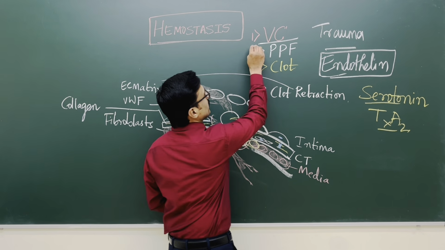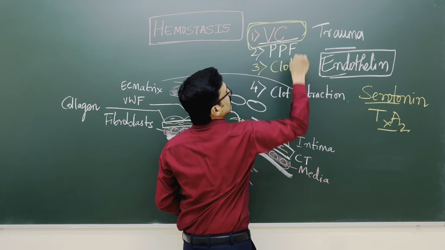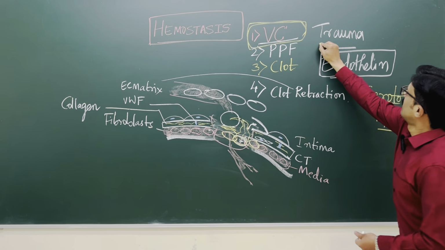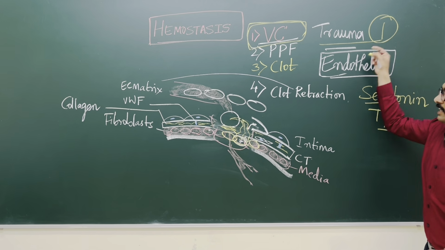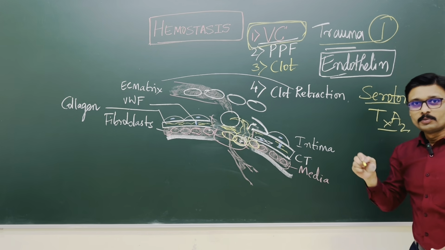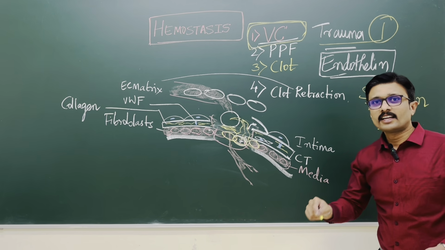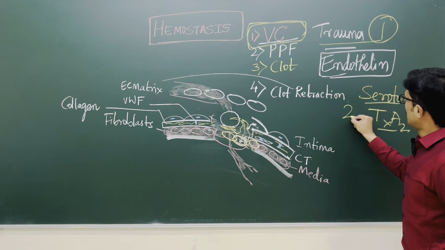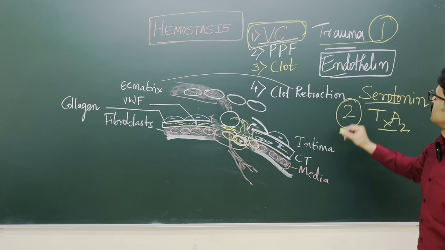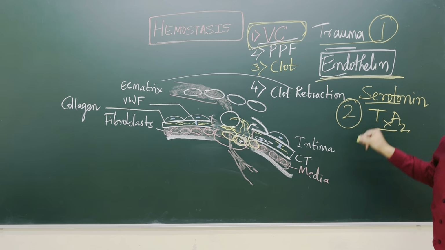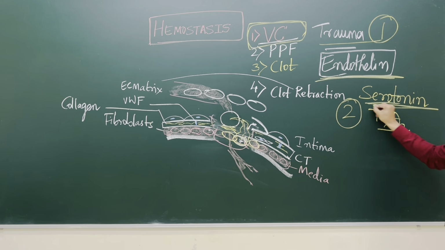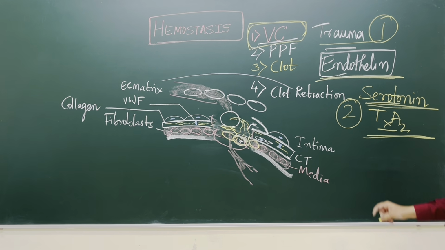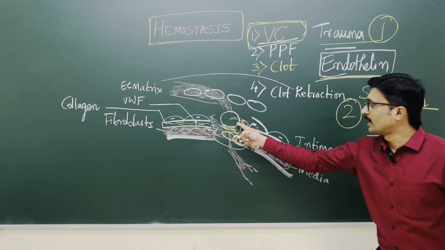So what is the explanation for vasoconstriction? The first explanation is the trauma directly acting on the smooth muscles, stimulating them like a mechanical stimulus, which will result in spasm. Second is the role of vasoconstrictors: endothelin released from the endothelial cells, and serotonin and thromboxane A2 released from the activated platelets.